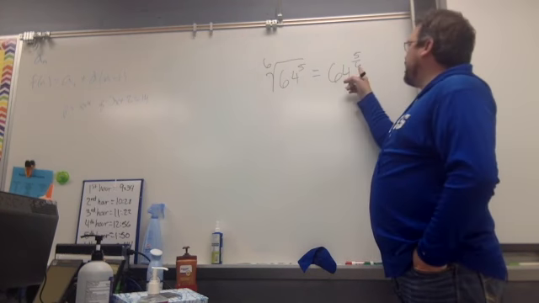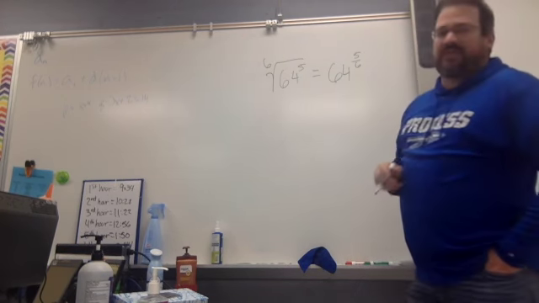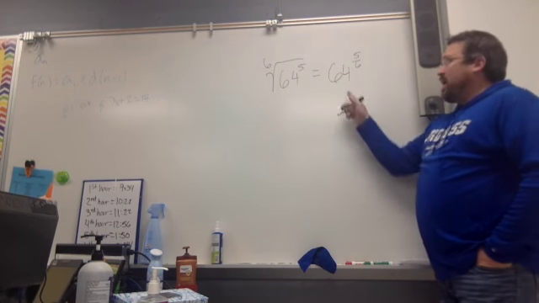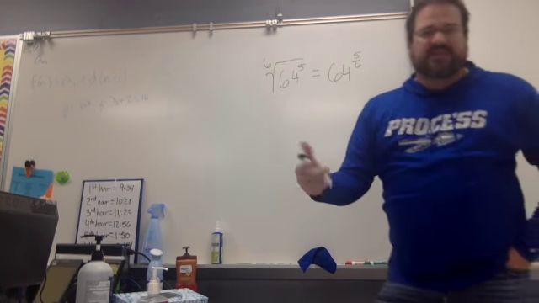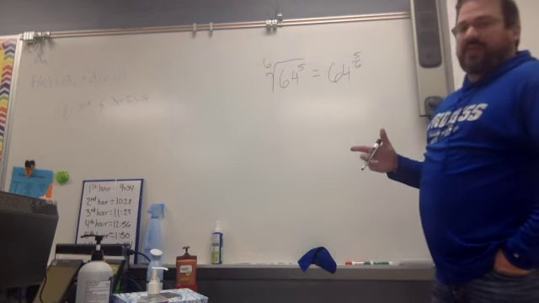So the number outside is the bottom of the fraction. The number inside is the top of the fraction. Now, I'll go ahead and simplify this one because the next several problems ask you to simplify problems like this.